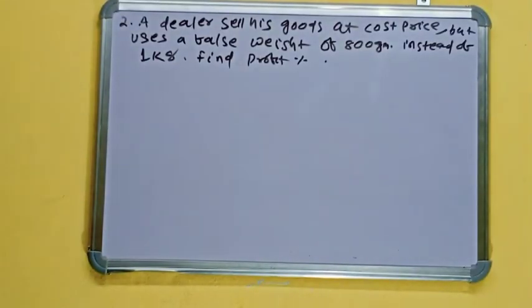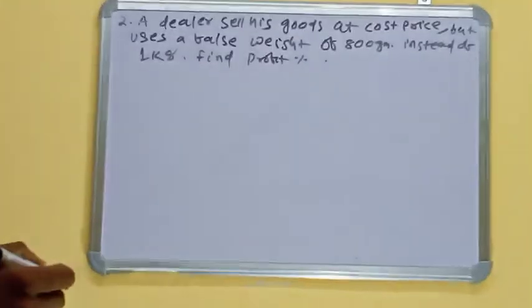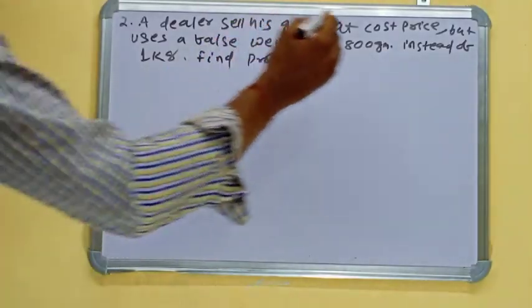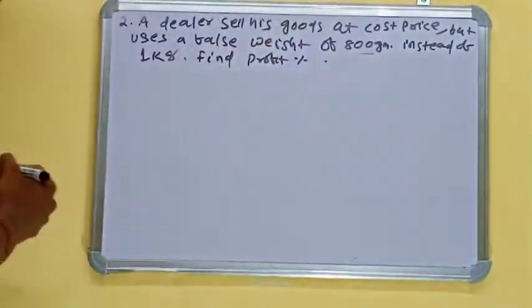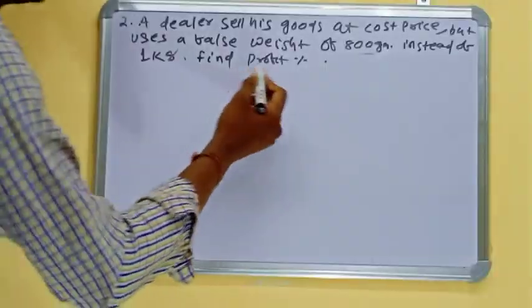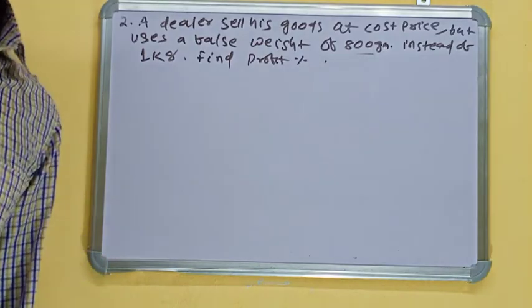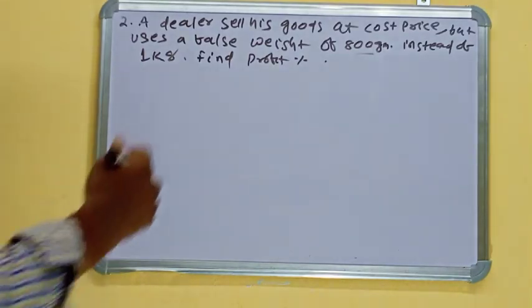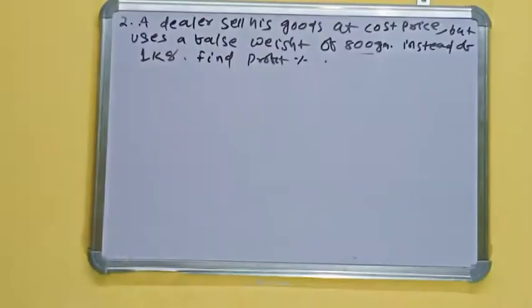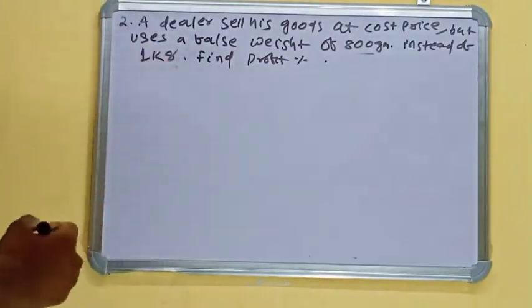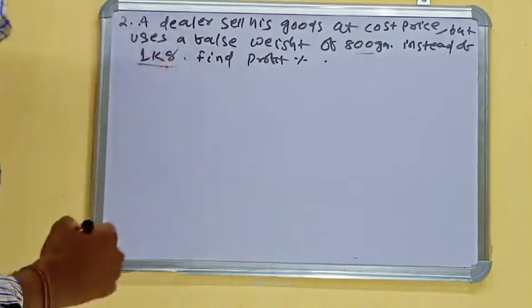Then the second question is, a dealer sells his goods at cost price, but uses a false weight of 800 gram instead of 1 kg. Find the profit percentage. Here a dealer sells goods at cost price, but uses a false weight, that is 800 gram instead of 1 kg.